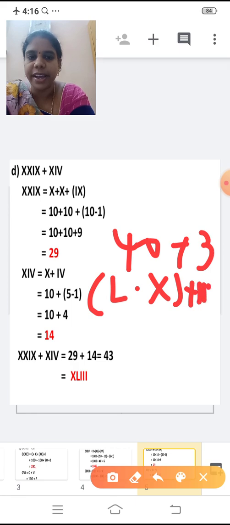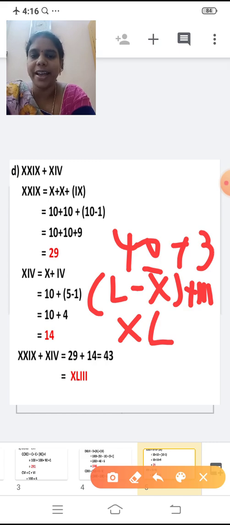How to write 3? I, right? So XL. When will you subtract? If the smaller one is placed before the larger one, you will subtract, right? So I'm placing this before XL plus I. So the answer is XLI.